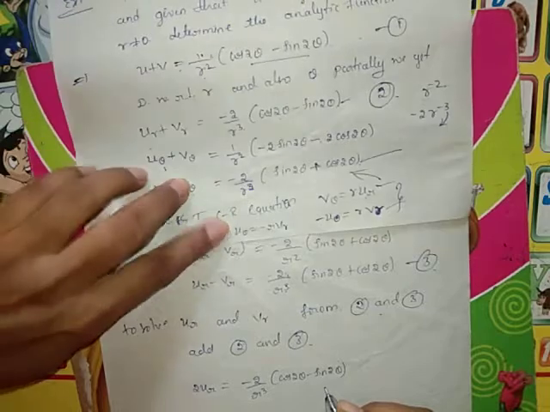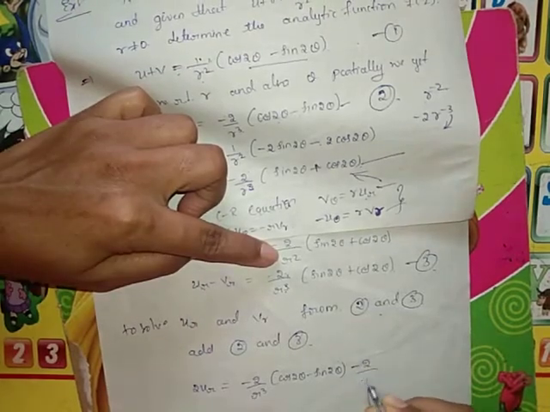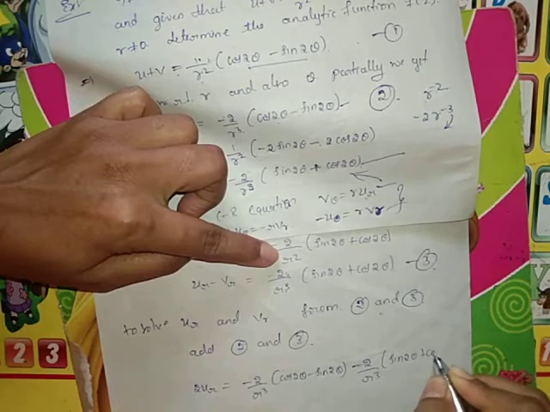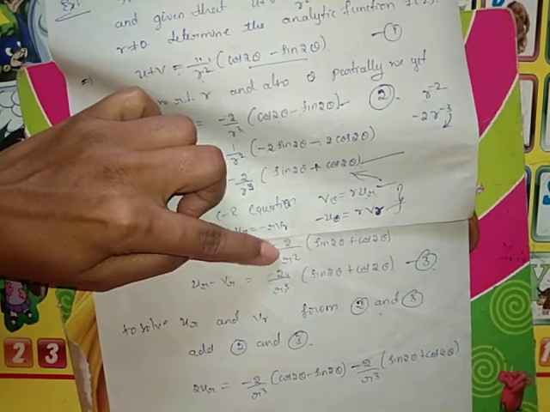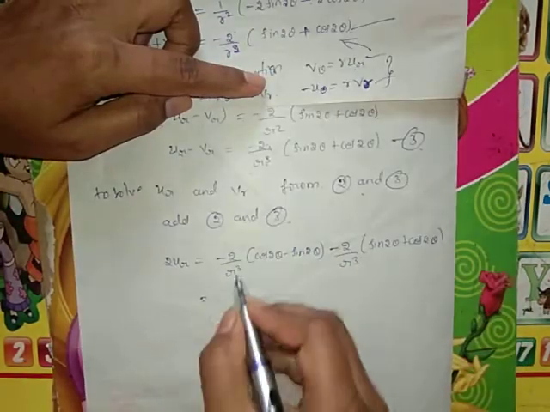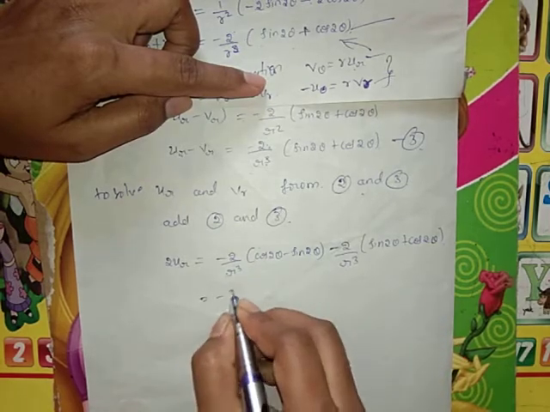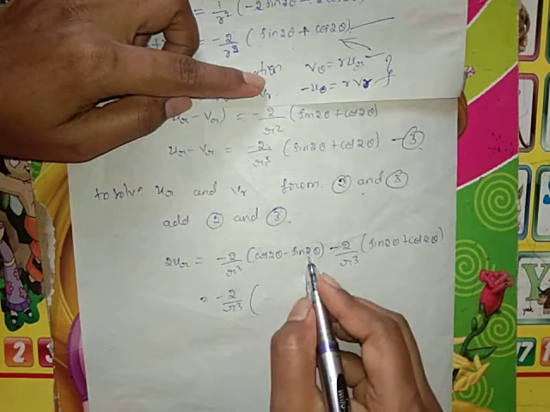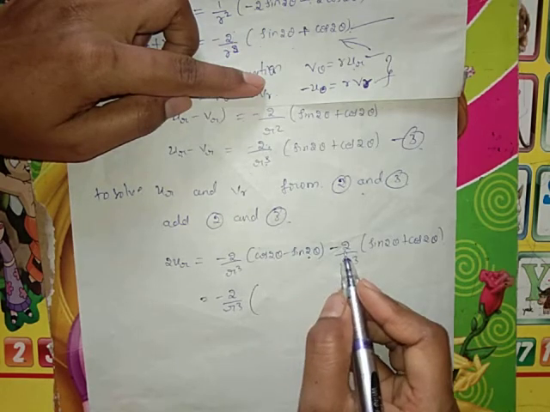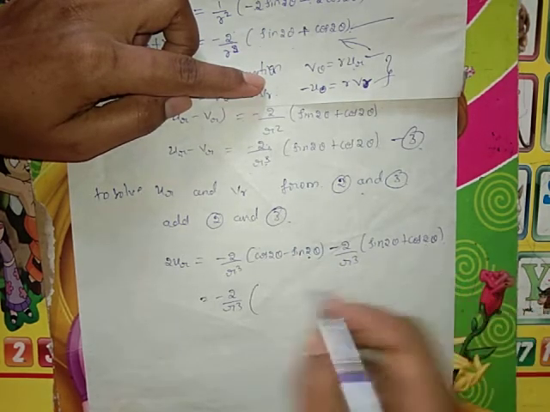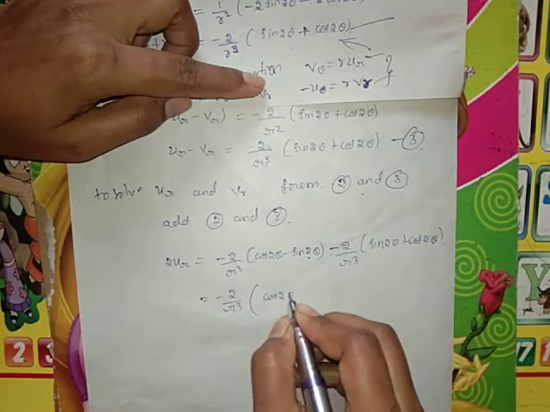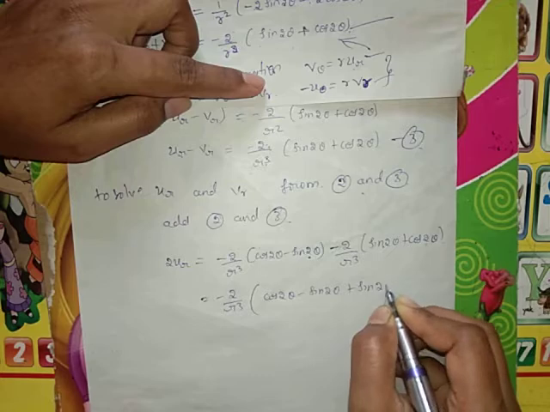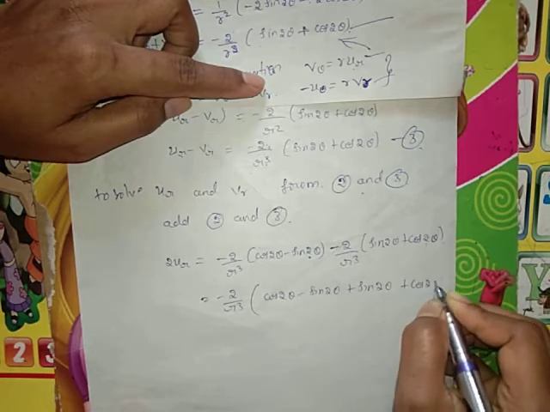And in the equation 3, here also it is minus 2 by R cube, sin 2 theta plus cos 2 theta. Minus 2 by R cube is taken outside. Cos 2 theta minus sin 2 theta. Minus is taken outside, so it is plus sin 2 theta plus cos 2 theta. Cos 2 theta minus sin 2 theta plus sin 2 theta plus cos 2 theta.